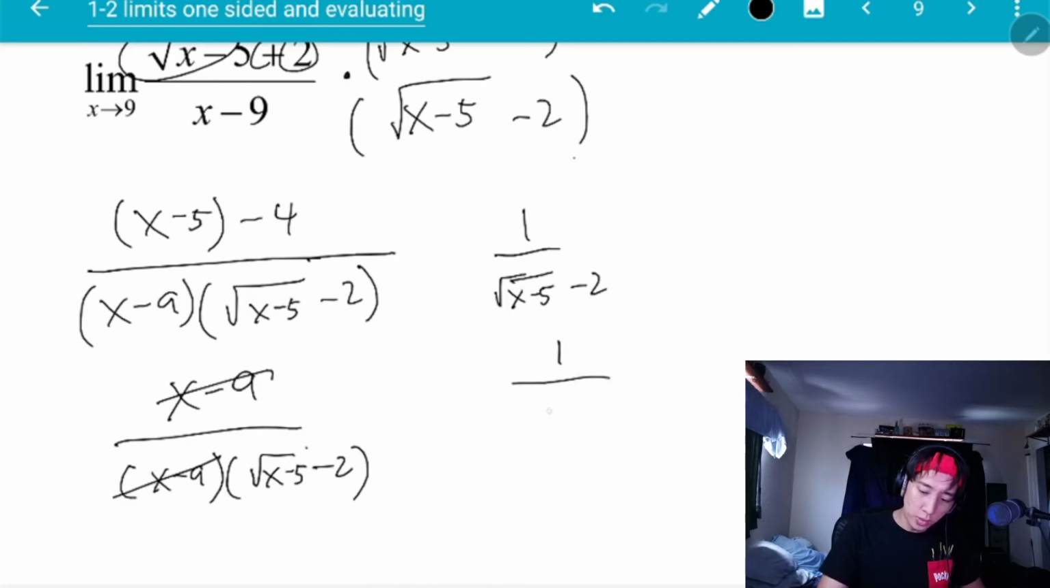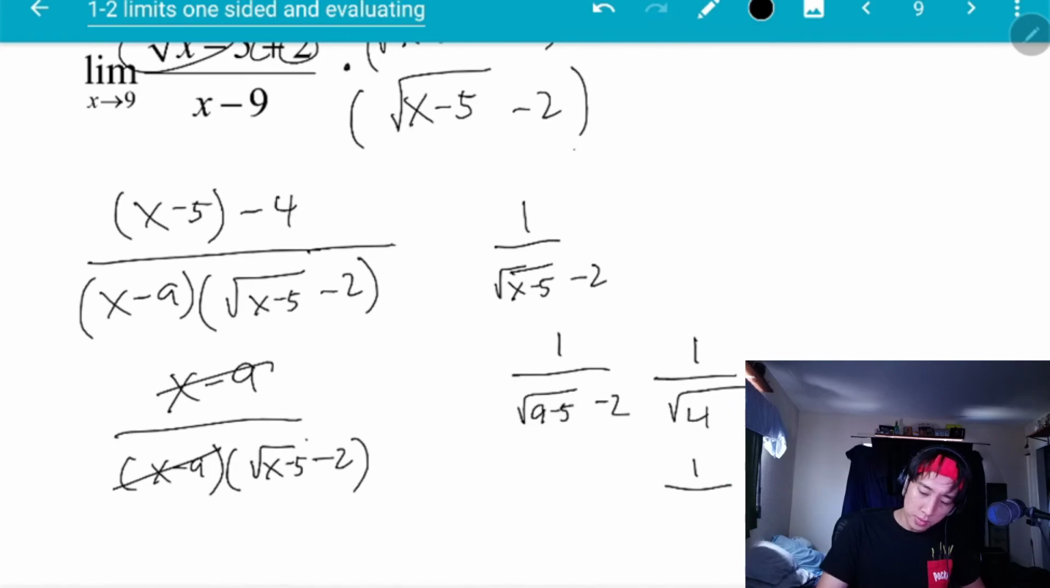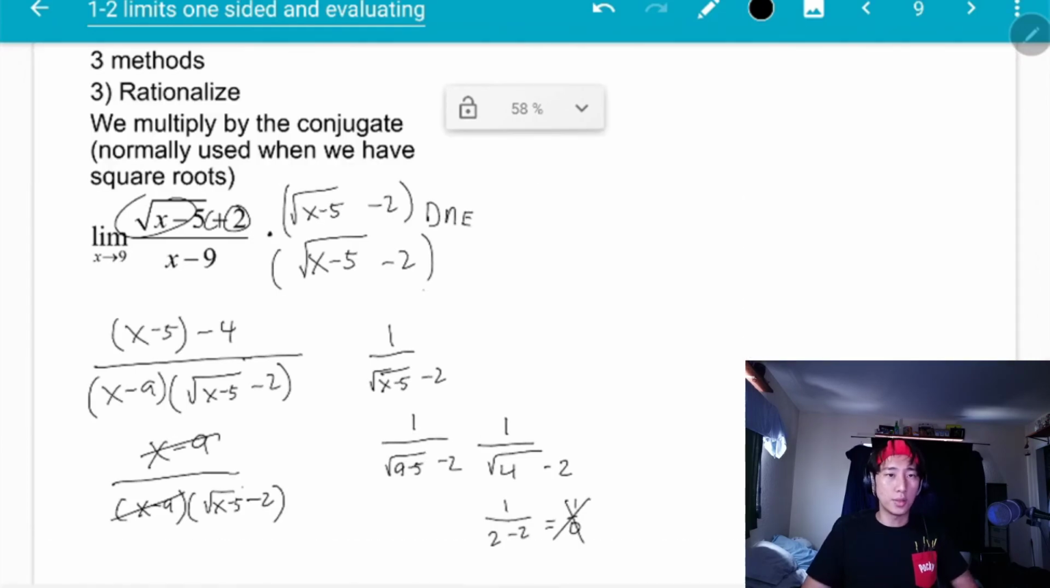So it's 1 over square root 9 minus 5 minus 2. And then we have 1 over square root of 4 minus 2, and then 1 over 2 minus 2. That's still going to give me 1 over 0, which means it doesn't work, which is why we just say this does not exist. For now. The concept still holds though. Whenever you see square roots, that's one of the methods you try. Unfortunately, at the end, sometimes it just comes out that it doesn't work out.